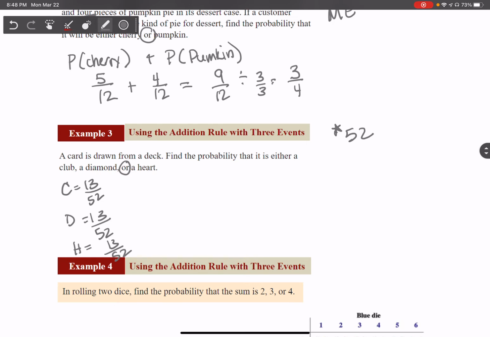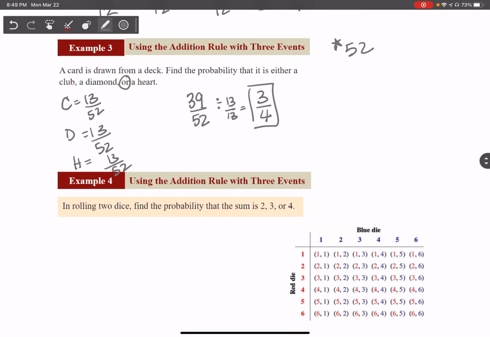Okay. And any card can be only one of those suits. So therefore, we're just going to find the probability of all of those, add them up. 13 plus 13 plus 13 equals 39 out of 52, which we can reduce by 13 over 13 and still reduce down to 3/4. Okay, so that keyword "of" is kicking off the fact that we have to add to find these probabilities.